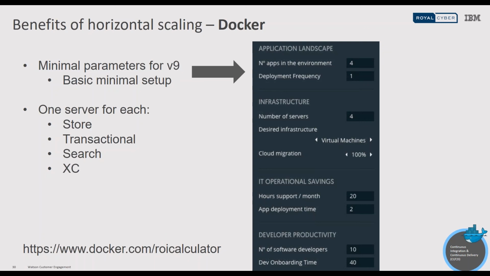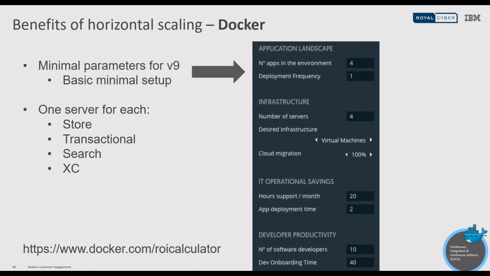Looking at Docker also gives you a plan. So let's say you are sitting on an on-prem setup or a cloud setup and you want to see how much cost it would be for you to move to Docker. On the Docker side, this ROI calculator is available. And for the V9 minimal setup, IBM has already done this for us. So one server each for store, transaction, search, and XC, which means 4 servers with a frequency of 1, so that you deploy it once.